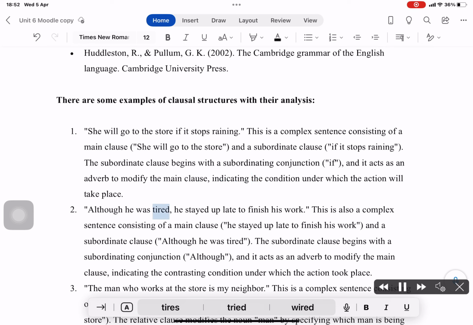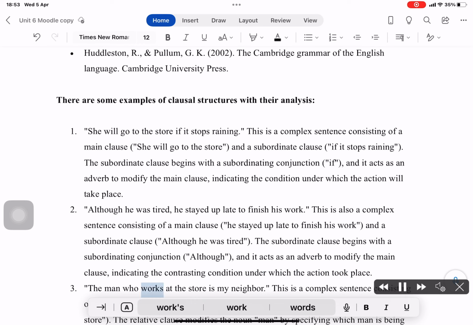Although he was tired, he stayed up late to finish his work. This is also a complex sentence consisting of a main clause, he stayed up late to finish his work, and a subordinate clause, although he was tired. The subordinate clause begins with a subordinating conjunction, although, and it acts as an adverb to modify the main clause, indicating the contrasting condition under which the action took place.